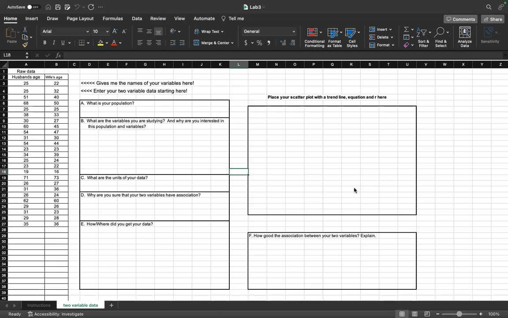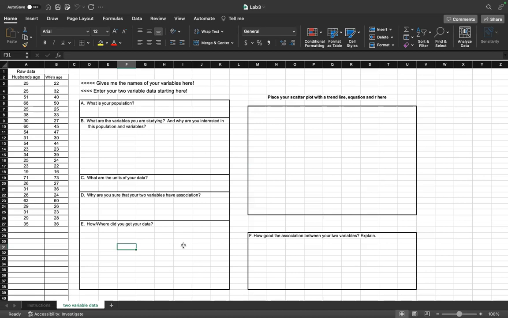Once again, if you got these off of a website, I want either the URL of the website, or you would say, I went to NFL.com or I went to the census website. Tell me where you got your data, and if you gathered it yourself, tell me how you gathered it.